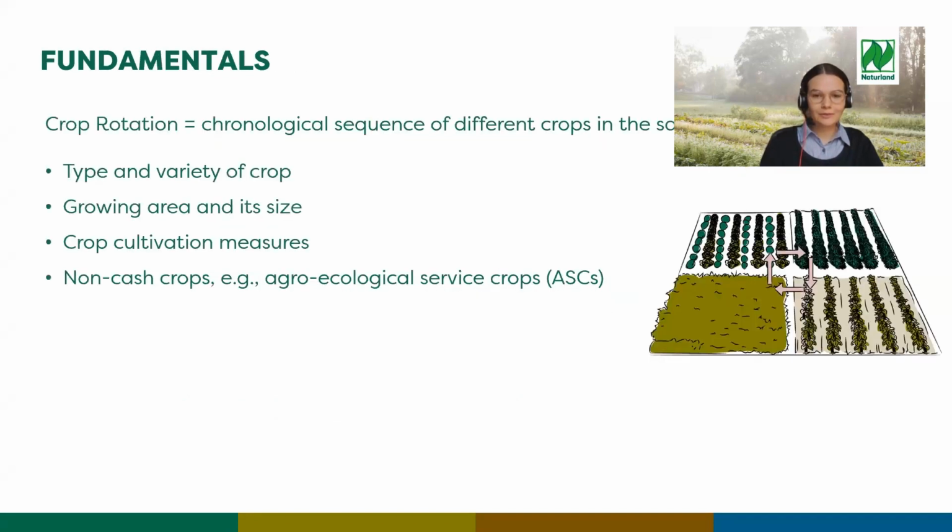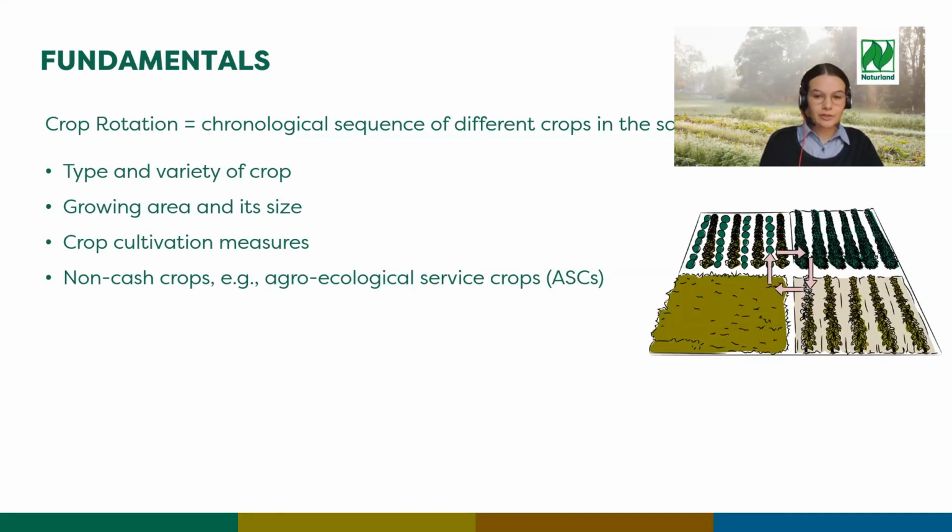But first of all, what are crop rotations and what do they include? A crop rotation is the chronological sequence of different crops, or sometimes also the same crop, in the same area. So crop rotation influences the type and variety of crops grown, the specific area where the crop is grown and how big this area will be, as well as crop cultivation measures like the planting or sowing of the new crop and the harvest of it.